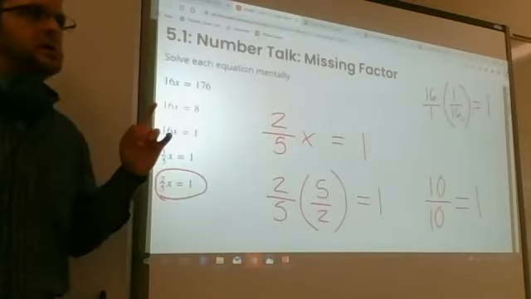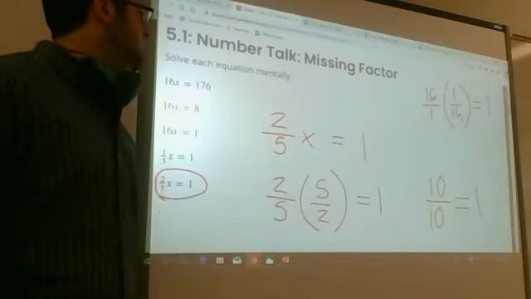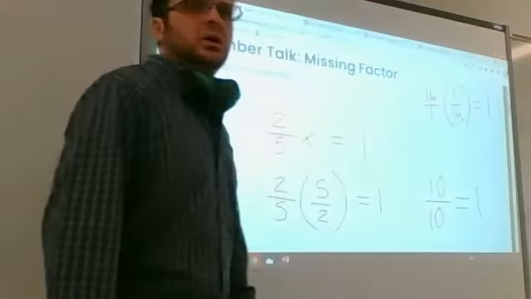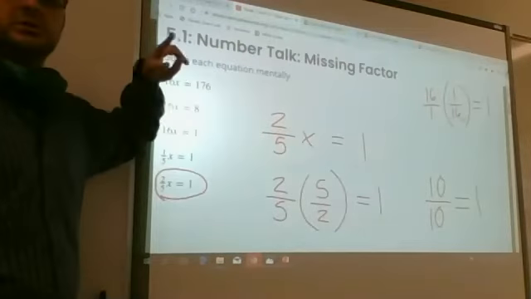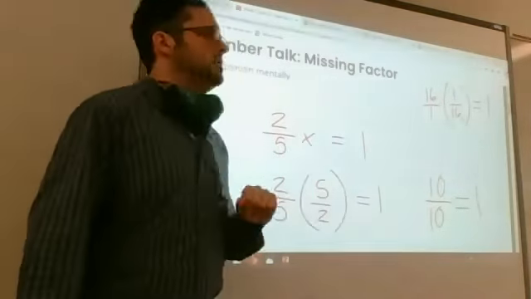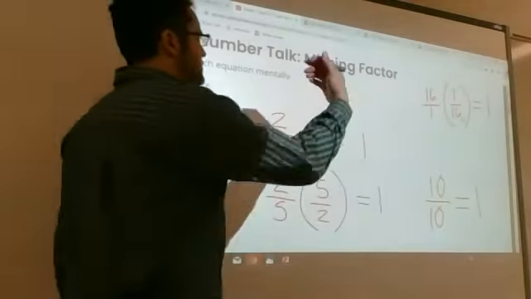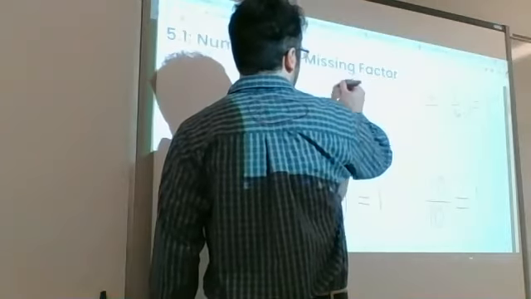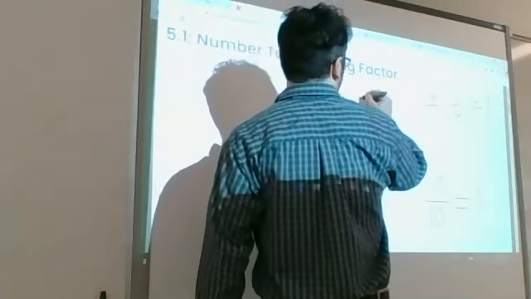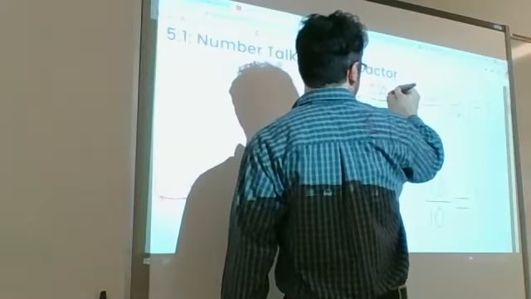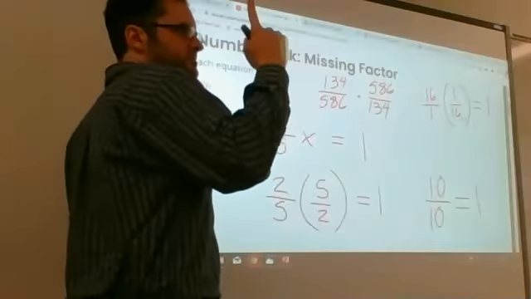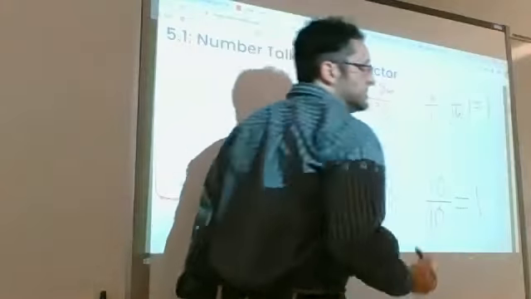Any number, doesn't matter what it is. Because even a whole number like 16 can be written as a fraction. You take any number or fraction and you flip it to its opposite fraction, it comes out to 1. Doesn't matter what it is. Let's do something crazy. We can do 134 over 586. We multiply that by 586 over 134. What is that going to come out to? 1. It's always going to reduce to 1.